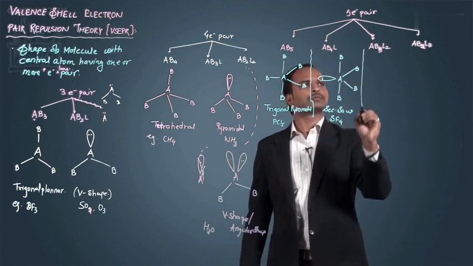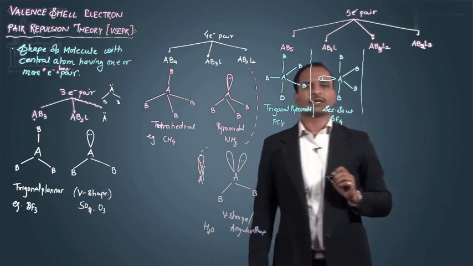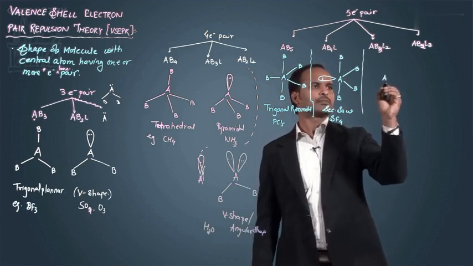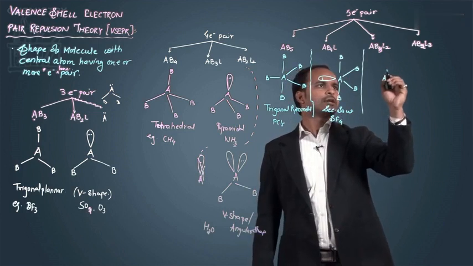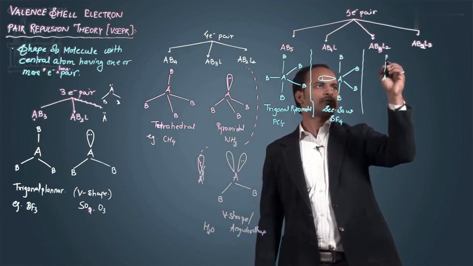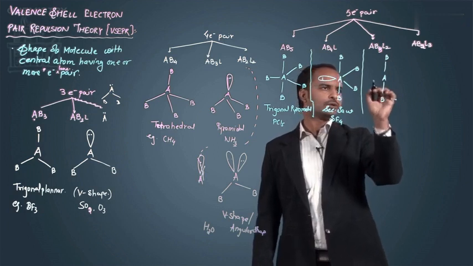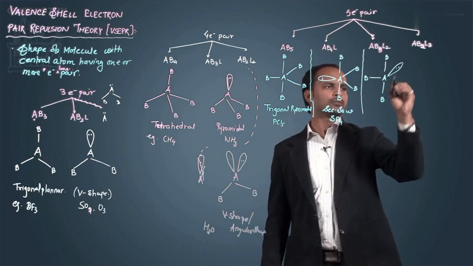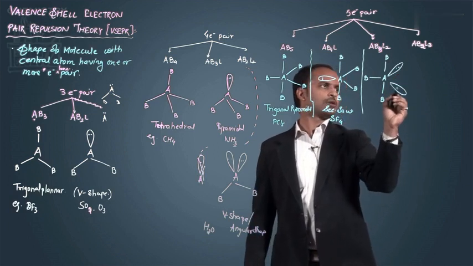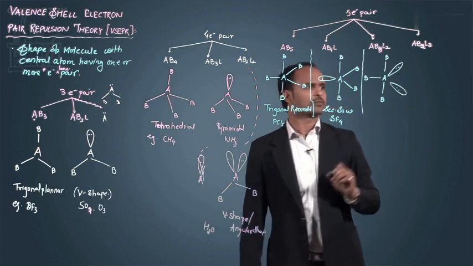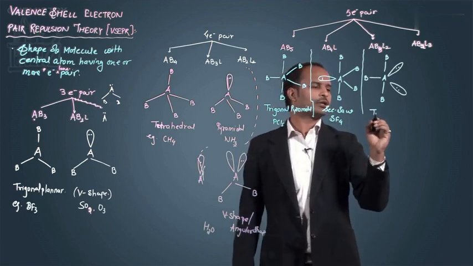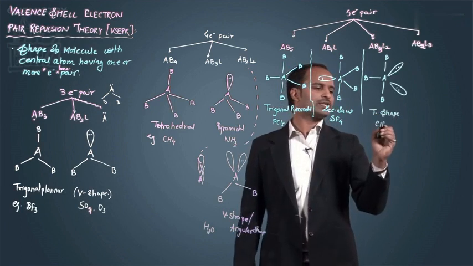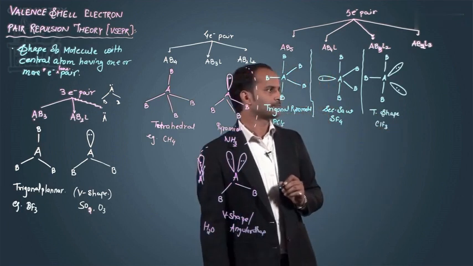Then the third example, AB3L2. In the case of AB3L2, A is again the central atom, and there are 3 bonds. These 3 bonds are like 1, 2 and 3. One lone pair, second lone pair. This is called T-shaped geometry. And we just saw this structure in the case of the ClF3 molecule, T-shape.